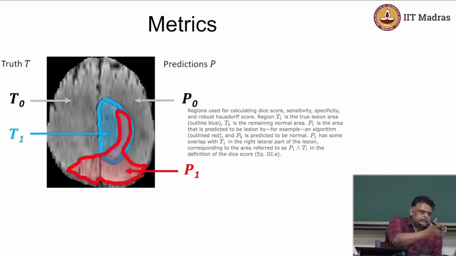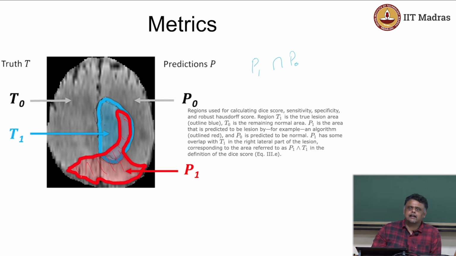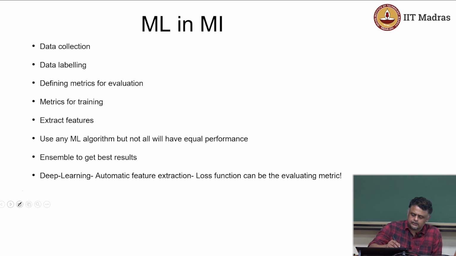So here, mostly in the context of medical image segmentation, the metric that you would use is called DICE. DICE is basically how much the overlap is. So if I want to write it here, it's P1 intersection with P0. Here again, P1 is the entire area. What I mean by area is all the pixels. So it's like a set, like a Venn diagram. If you overlap these two, what are the common pixels?